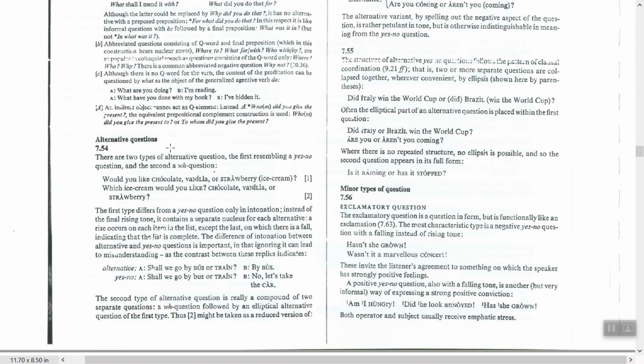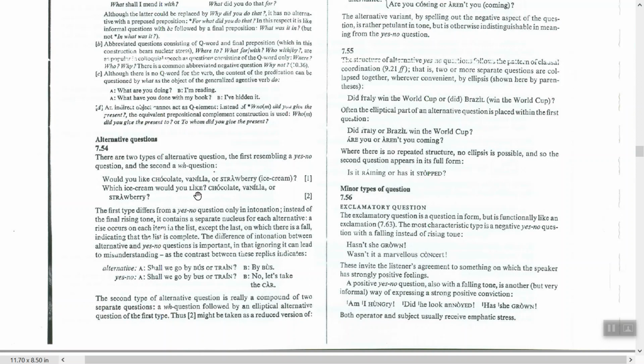Alternative questions. Okay, so we finish with WH questions, and here we have section 7.54, alternative questions. Here we have two types of alternative questions: one resembling a yes/no question, and the second, a WH question. Number one: "Would you like chocolate, vanilla, or strawberry?" You see the intonation here: chocolate, vanilla, or strawberry.